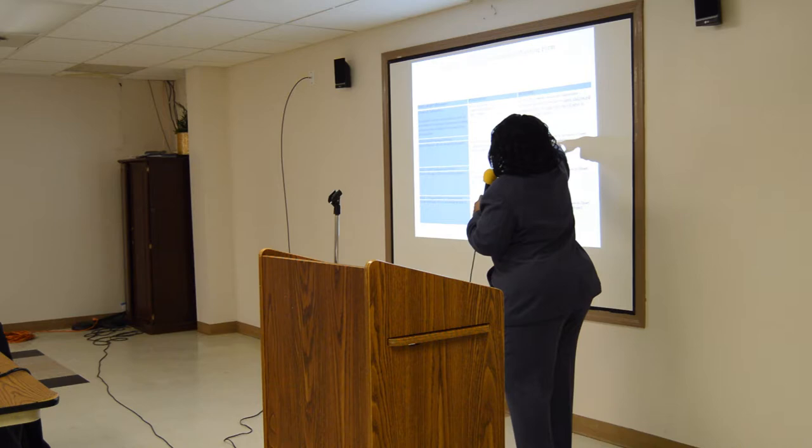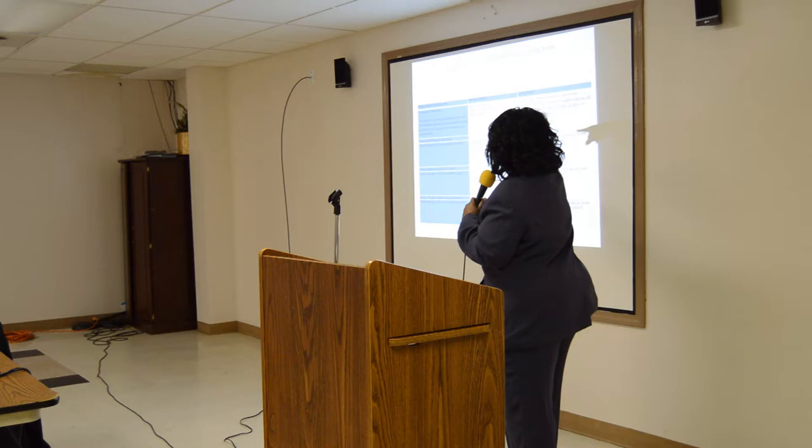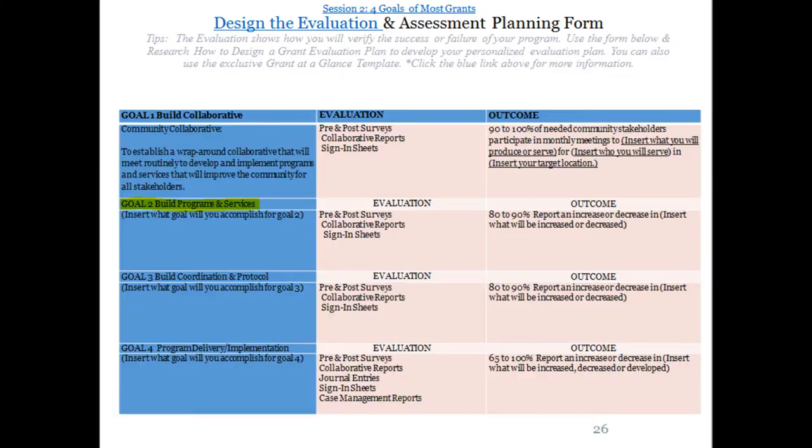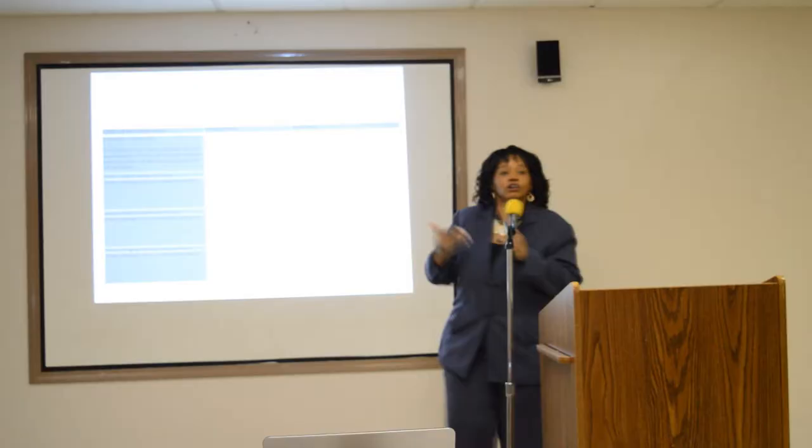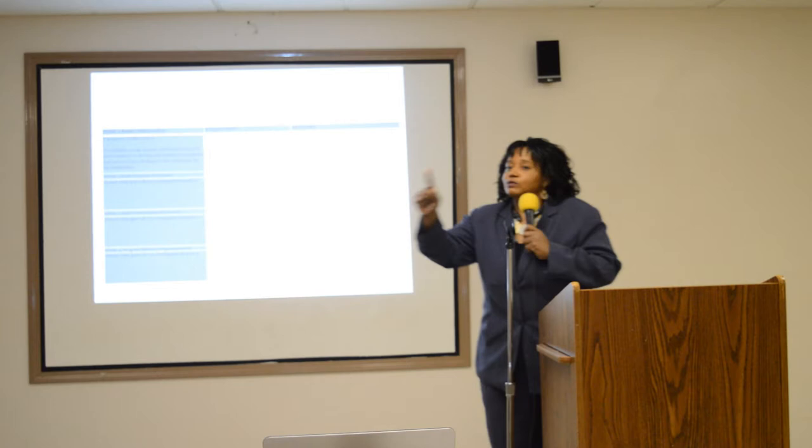The next one would be build your program and services. What are you going to have? Pre and post surveys, collaborative reports, sign-in sheets. Down here at the bottom on goal number four, where you start to implement, that's where it becomes more specialized. Those of you who know your program already, you probably can think of some other things that you can add.